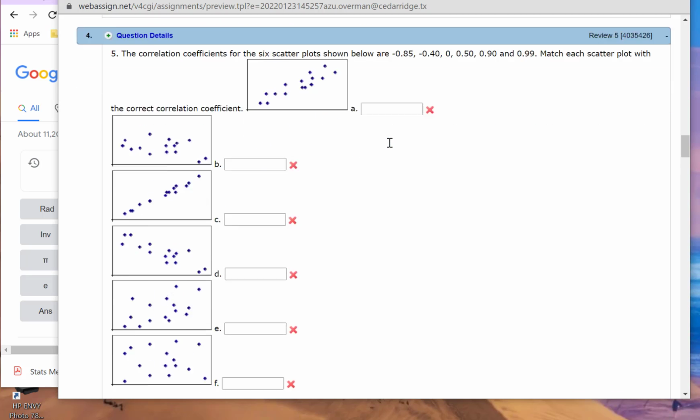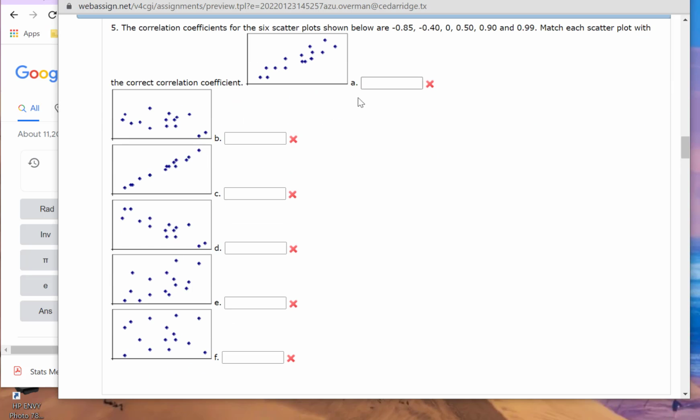Okay, so here we have some correlation coefficients. And I'm going to go with the strong. I'm going to just go negative. Which one is the strongest, most negative? There's a negative 0.85. So I'm going to put that one right here.